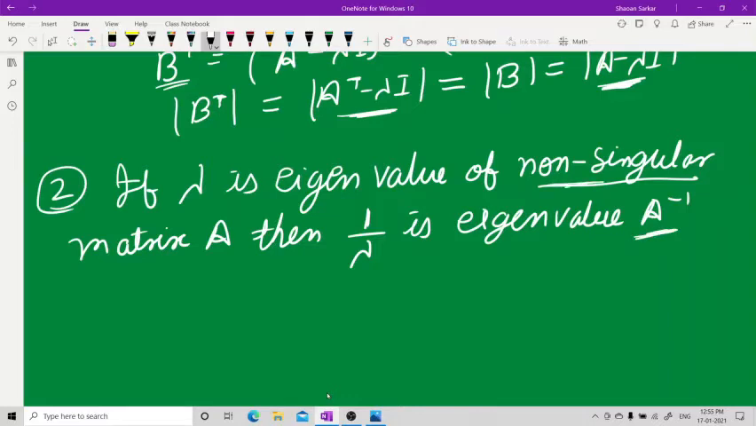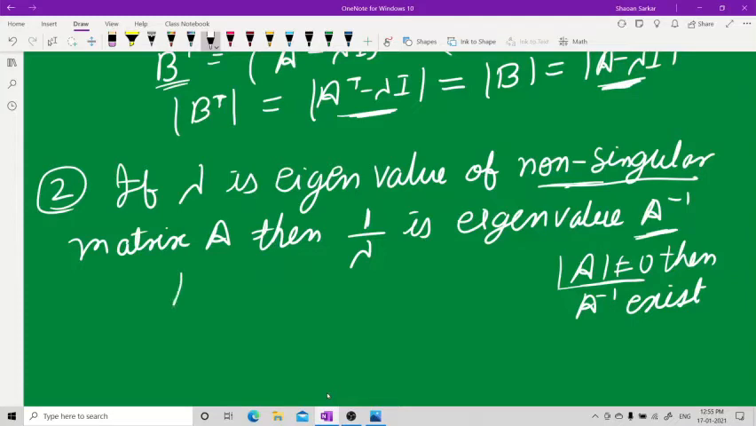I have told you, that is, the determinant of A should be non-zero. Then only A inverse will exist. Otherwise, it does not. Therefore, I need this to be non-singular. Now let's come to the proof. Ax equals lambda x by the definition. I pre-multiply with A inverse: A inverse Ax is equal to lambda, which is a constant.